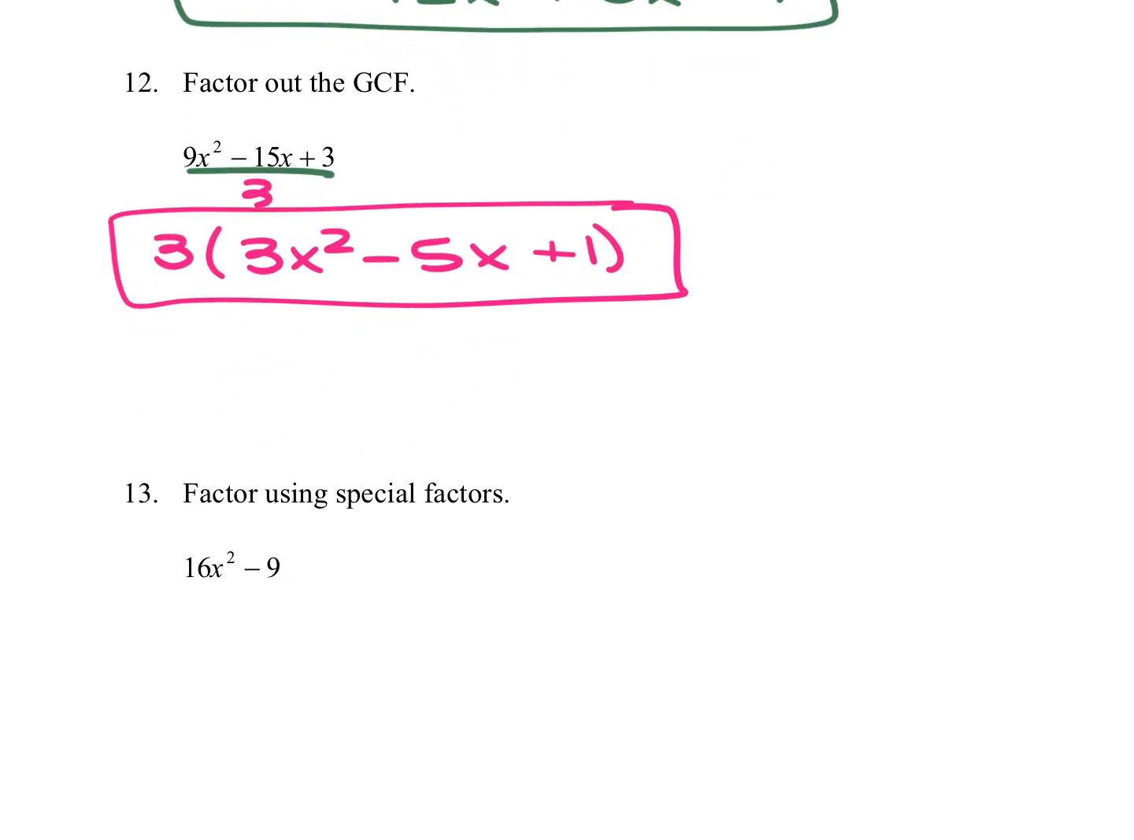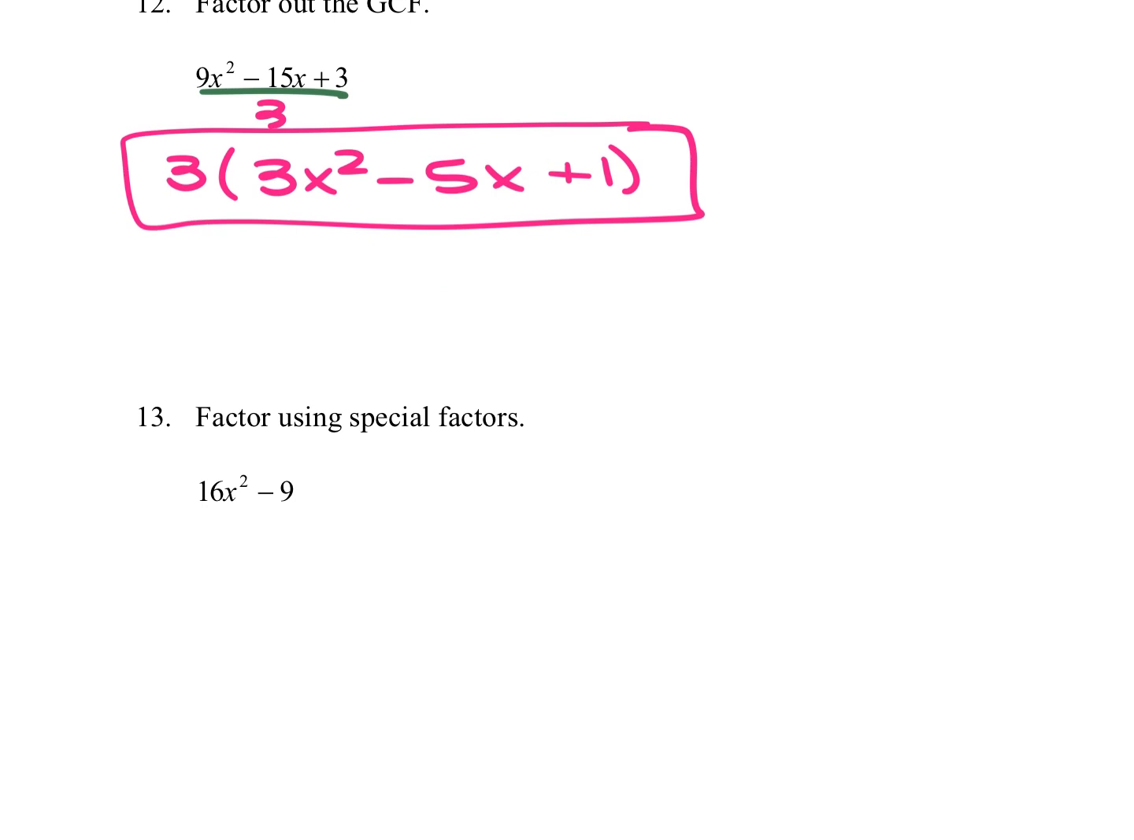For 13, we have 16x squared minus 9. It's a difference of squares because you can take the square root of the first and the last term, and it's separated by subtraction. So that's going to give us 4x minus 3 times 4x plus 3.